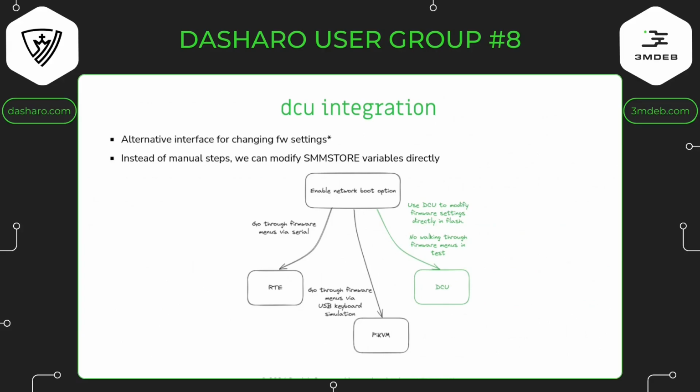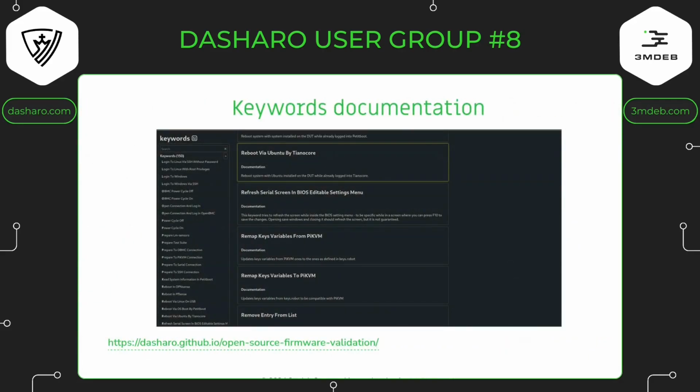DCU integration, that was also delivered. So that's an optional path of changing firmware settings, not via firmware menus, but via changing the SMM store region. It was useful in a few cases and allows us to execute a bit more tests on, for instance, laptops where there were difficulties with serial port accessibility. We've delivered keywords documentation, so that is live in GitHub Pages right now. What can be improved is definitely the actual documentation within the keywords, but at least it's there, it's automatically deployed, so it's a good start.